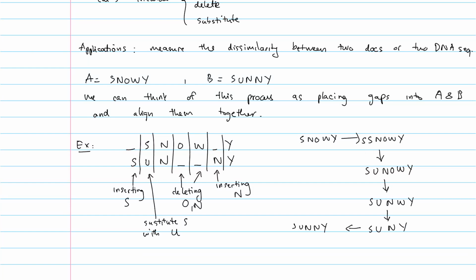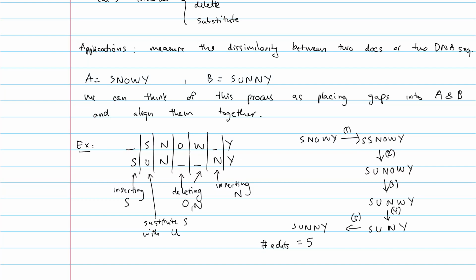So this corresponds to a transformation with how many edits? 1, 2, 3, 4, and 5. So the number of edits in this transformation is 5. But this is not the optimal way to transform A into B.